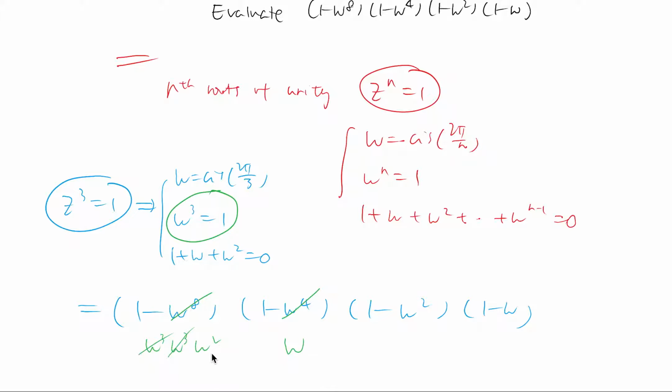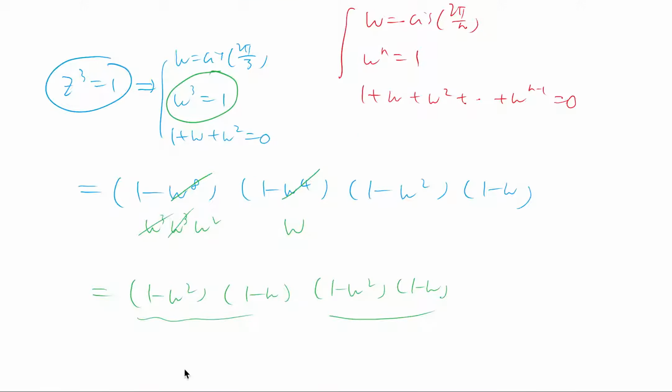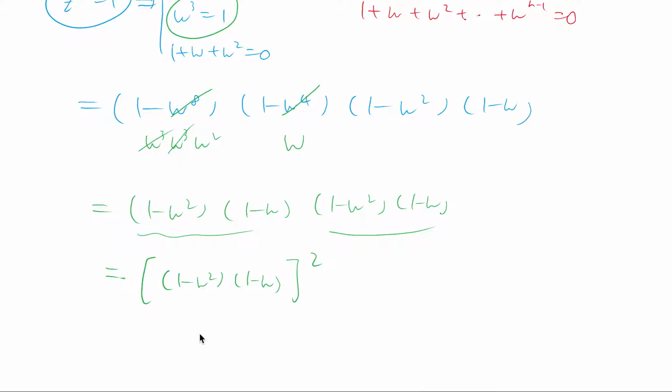Okay, so we have (1 minus w squared)(1 minus w)(1 minus w squared)(1 minus w). You can see these two pairs of terms are exactly the same, so we can combine them together, which is ((1 minus w squared)(1 minus w)) all squared. And then just expand this properly, which is 1 minus w squared plus w to the power of 3.